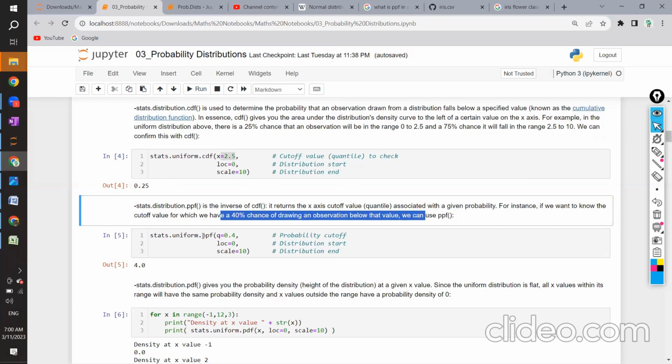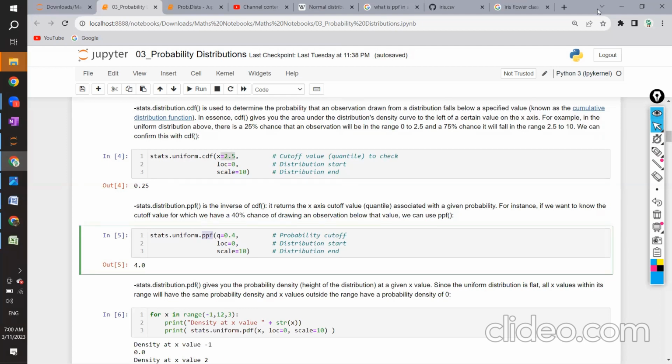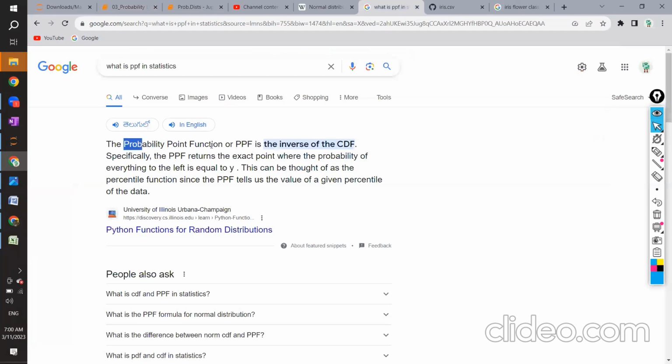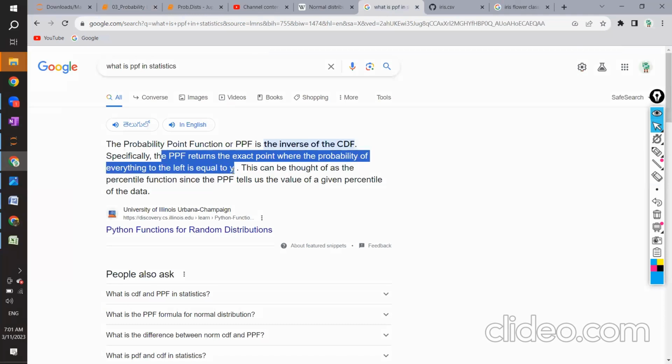Okay, for that you need to use the PPF. As you can see, PPF, probability point function, is an inverse of CDF. That means PPF returns the exact point where the probability of everything to the left is equal to Y.